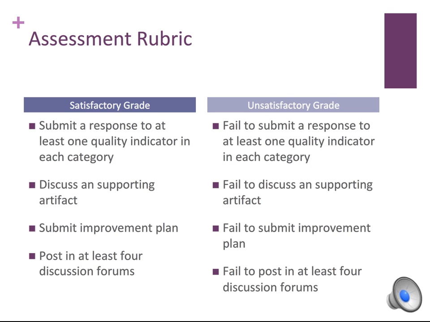And the rubric is, you just need to be sure and submit a response for each of those quality indicators. So you'll have 9 little write-ups for 1 quality indicator in each category. You'll maybe list in a supporting artifact. You'll need to submit an improvement plan for just 1 quality indicator, and then you're going to post in at least 4 discussion forums.